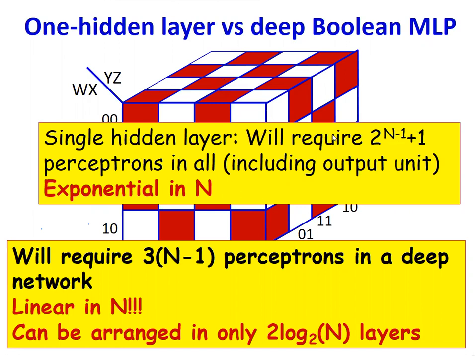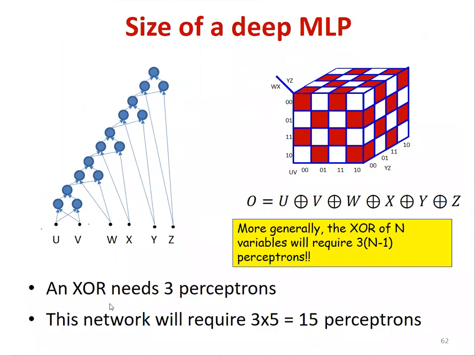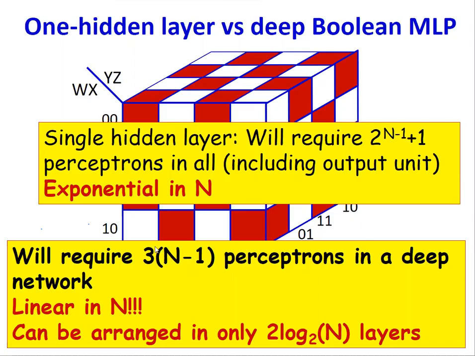So if I do this with one hidden layer, the number of neurons required is exponential in n. On the other hand, if I do this deep and I compose my network in this manner, then every XOR requires only 3 perceptrons, or 2 if you use the 2 perceptron model, right? And so for every new variable that I've added, I just need one more XOR. And so this only requires 3 times n minus 1 perceptrons. So what was exponential in n when I had only one hidden layer became linear in n when I allowed the network to be deep. And now how deep should it get?